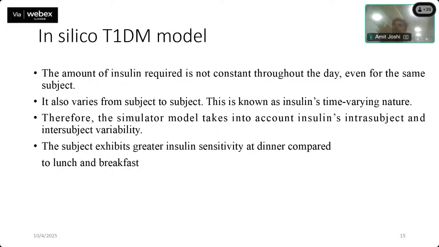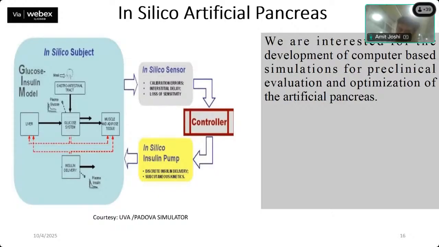Inter-subject variability will definitely be there according to age and weight. So there are so many parameters which contribute towards the glucose level inside the body. The subject exhibits greater insulin sensitivity at dinner compared to lunch and breakfast. Okay, this is our human tendency, that we tend to have a heavy dinner, compared to lunch and breakfast. So that's why the insulin sensitivity is higher at dinner time than at lunch and breakfast.